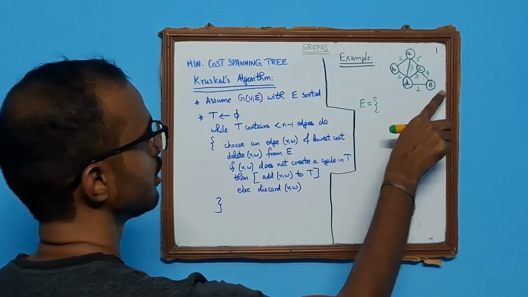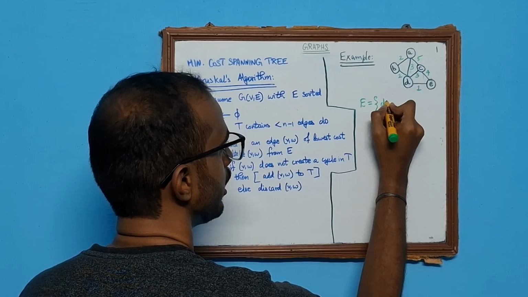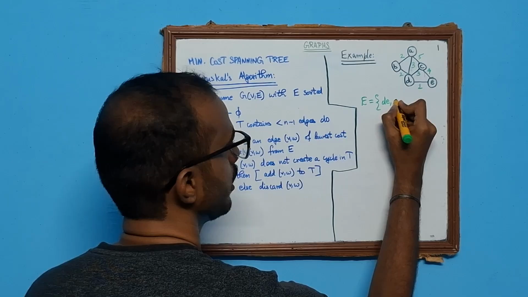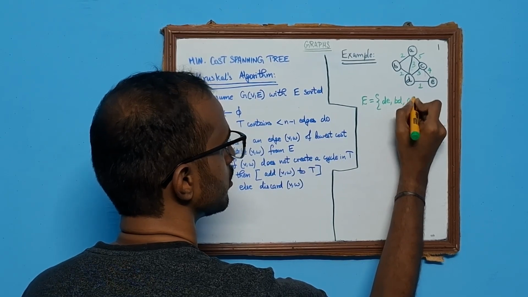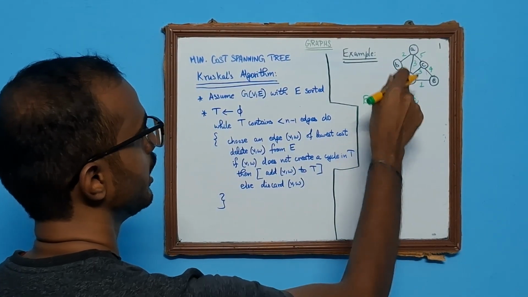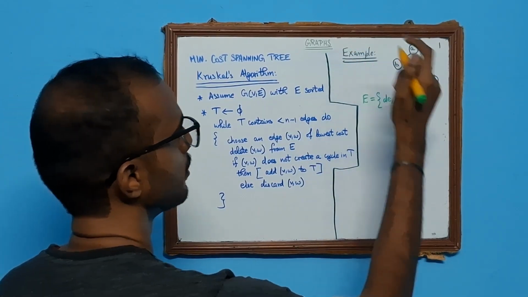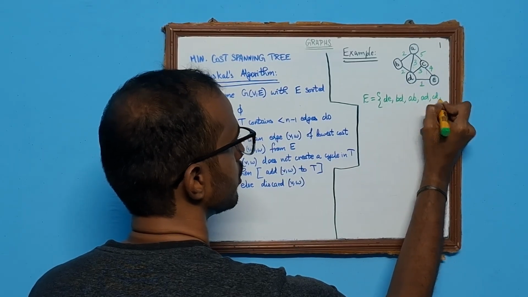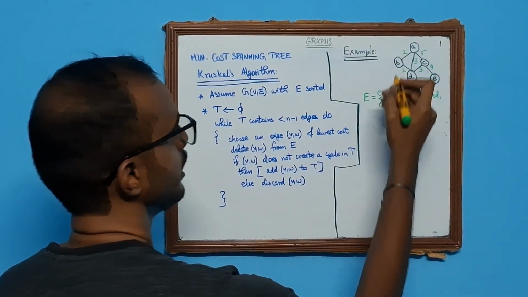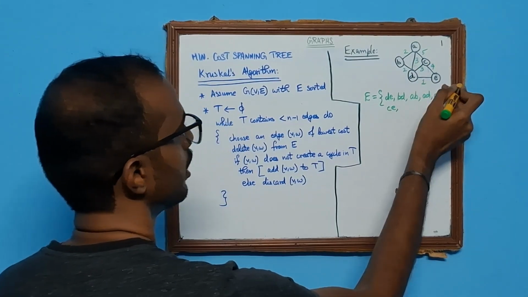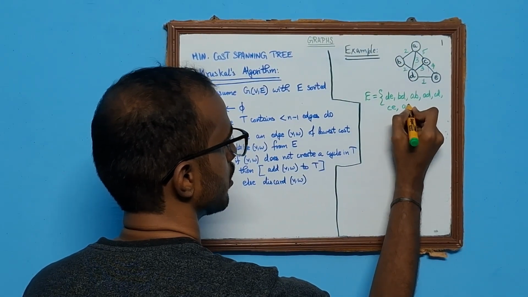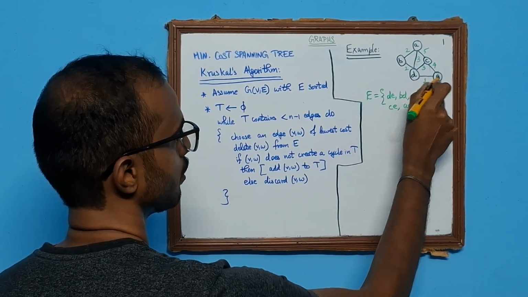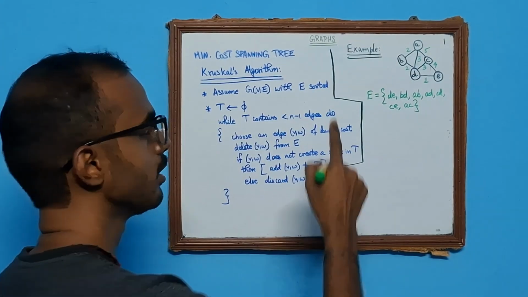Edges sorted will be: this is obviously the lowest, so DE, I'm writing it first. Next, you see 2, so I'll write BD and AB, and then the 3s come: AD, CD. And then CE comes, and then AC comes. There are a total of 1, 2, 3, 4, 5, 6, 7 edges. This is sorted in this order.